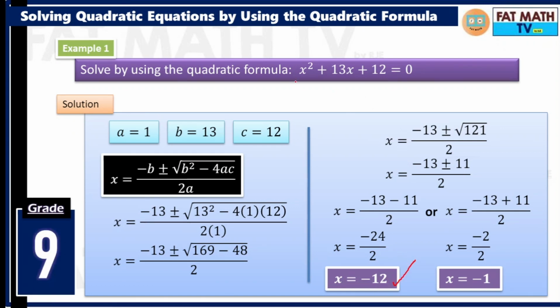How about if you have negative 1? Negative 1 squared is positive 1. So 13 times negative 1 is negative 13. So 1 minus 13 is negative 12, plus 12 is indeed 0. So negative 1 is also a correct answer.